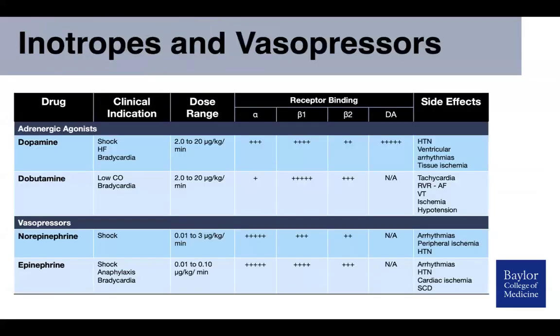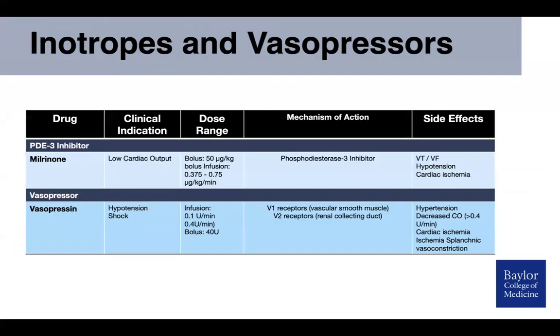And when they do, you can think about inotropes and vasopressors. So adrenergic agents such as dopamine and dobutamine, vasopressors, sorry, norepinephrine, epinephrine. If they've got adequate blood pressure, you can think about milrinone, which is a phosphodiesterase 3 inhibitor. And then if you want to maintain their blood pressure, you can think about vasopressin, and sometimes these are used in combination.